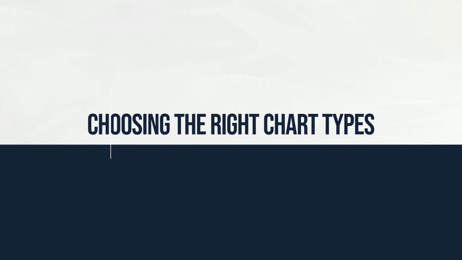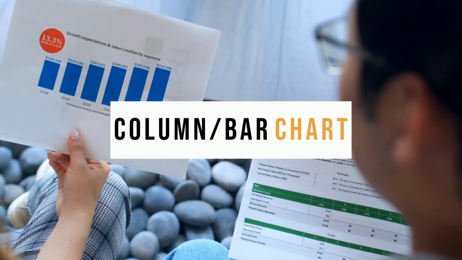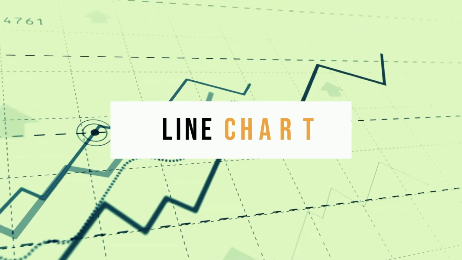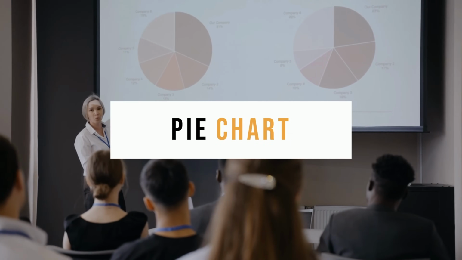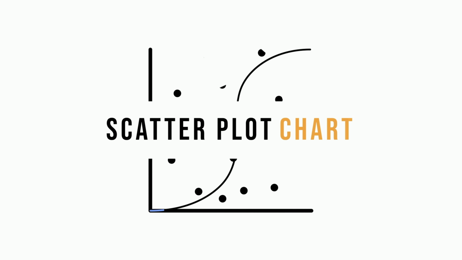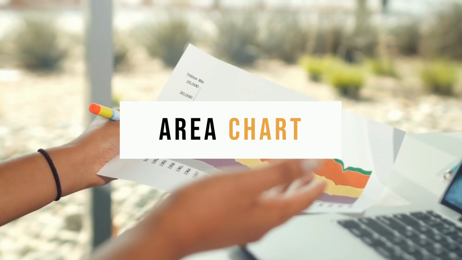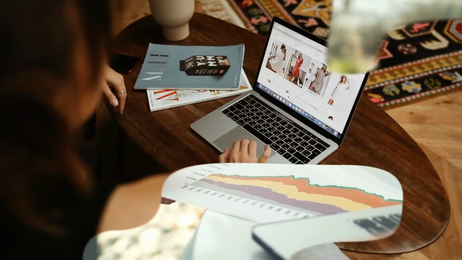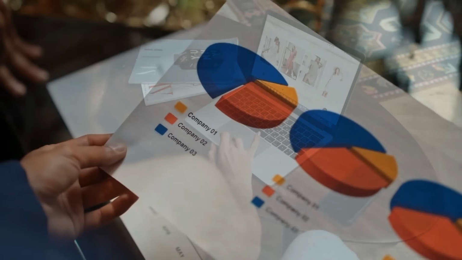Some common chart types and their uses include a column and a bar chart, which compares values across categories or shows trends over time. Line chart displays continuous data or shows changes over time. Pie chart shows the composition or proportion of the whole. The scatter plot chart visualizes relationship between two variables, and the area chart demonstrates the magnitude of change over time or across categories. For our e-commerce sales dashboard, we'll create a pie chart showing revenue by sales channel.